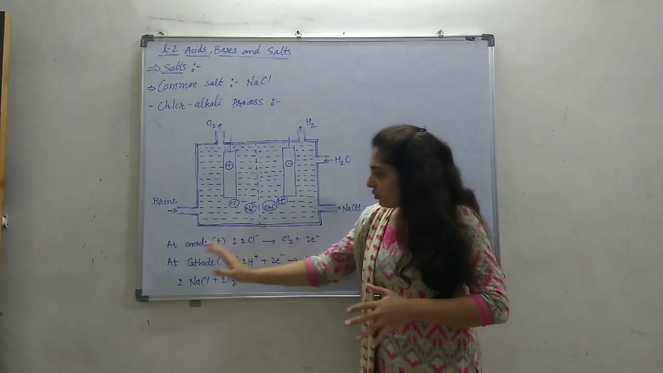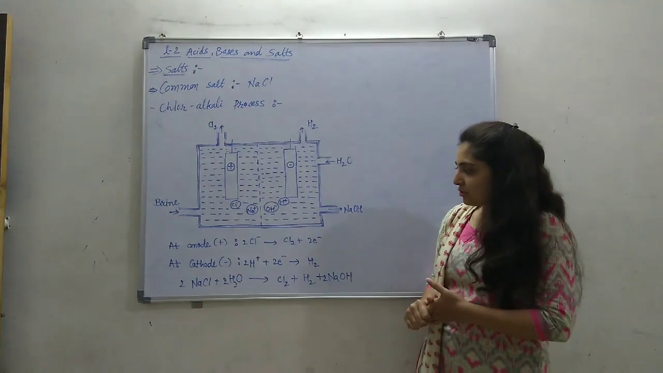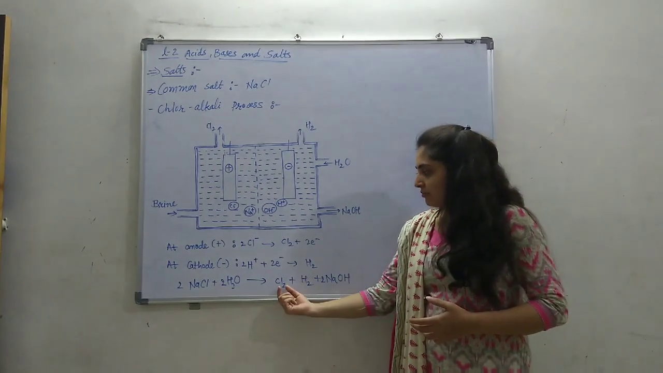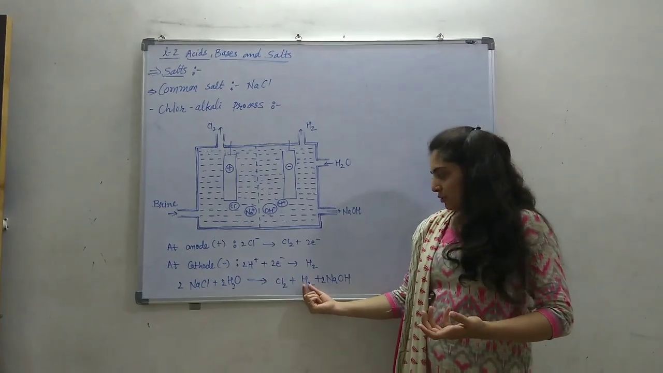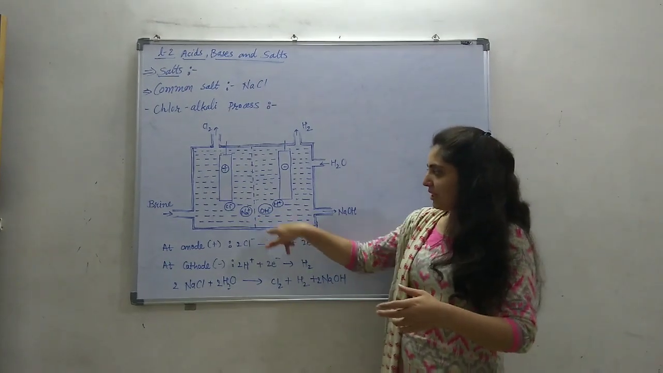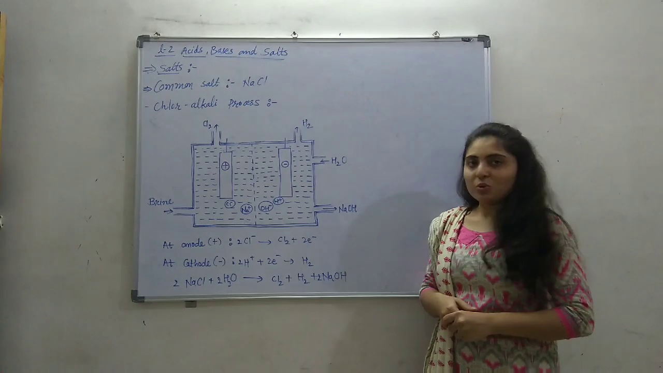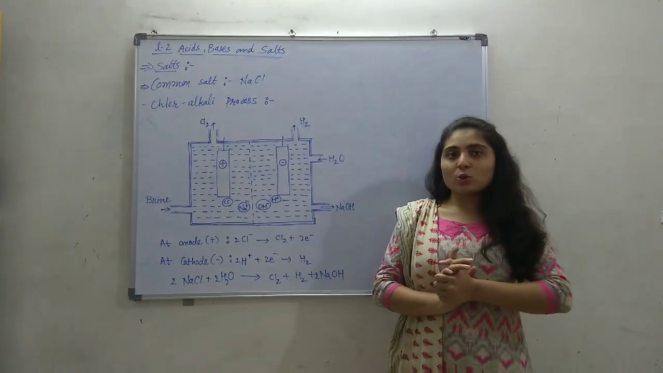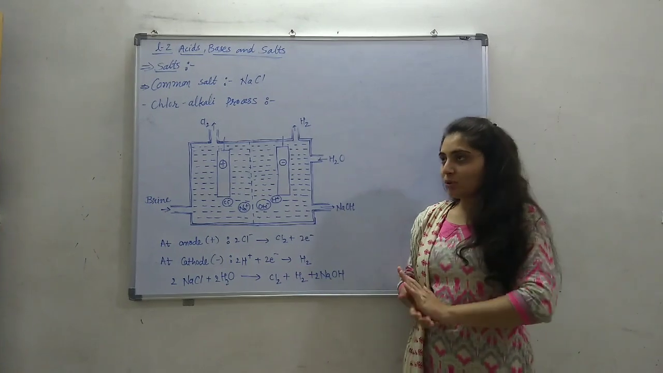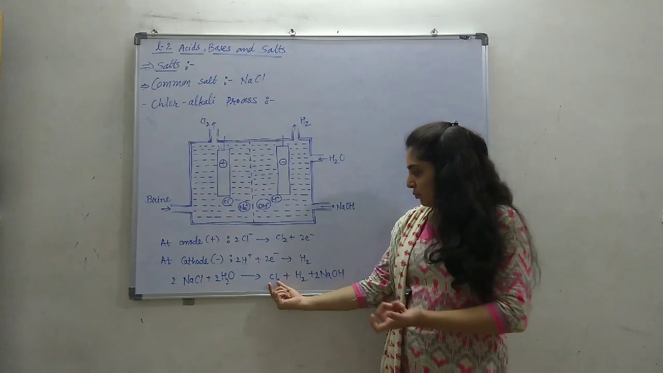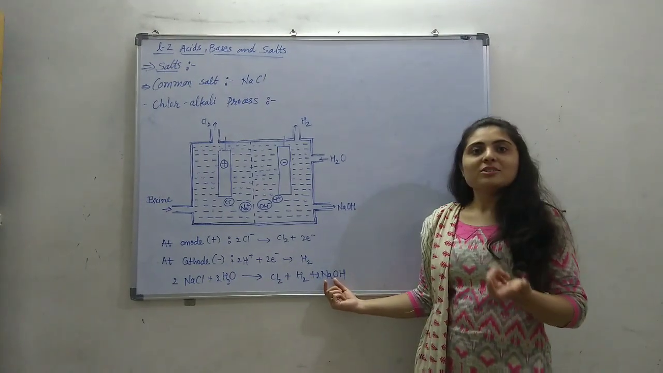So overall, if you want to write the reaction here: NaCl and water give chlorine gas, hydrogen gas, and the remaining ions make NaOH. This process we call the chlor-alkali process. Why is it called chlor-alkali? Because chlorine is made here as a product, and alkali means base.